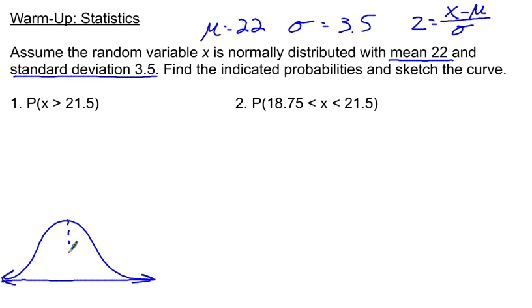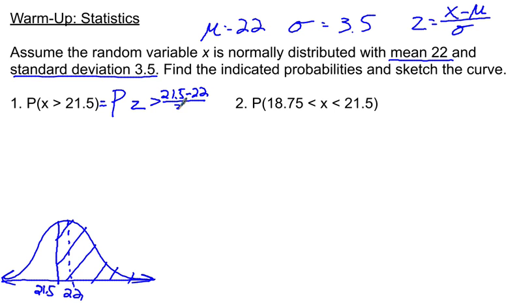we know that our mean is 22. With the standard deviation of 3.5, 21.5 is going to be right here near the mean. And we want x greater than 21.5, so we want to shade to the right. So to standardize this, we have z is greater than 21.5 minus 22, all divided by 3.5. So our z-score is negative 0.14.